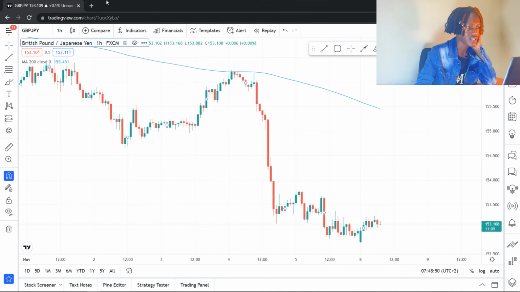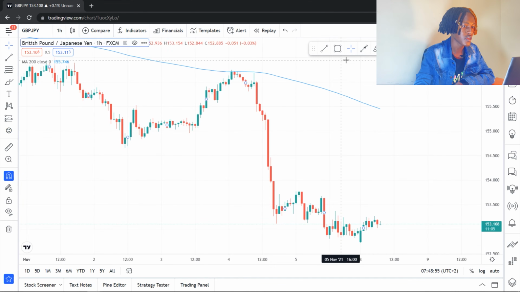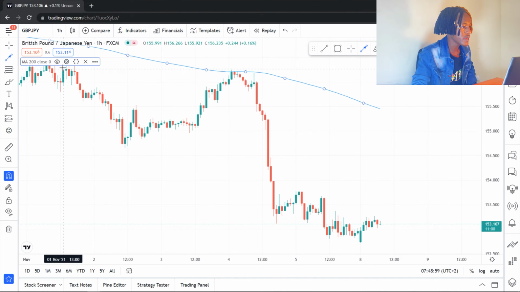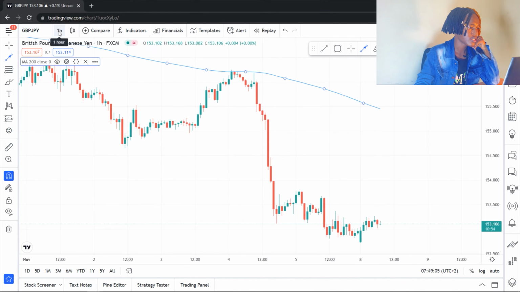As you can see, currently I'm on GBP JPY. We are going to be looking at GBP JPY on different time frames and see what happens exactly. We are currently on H1.